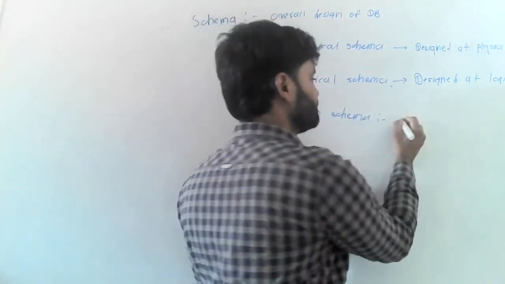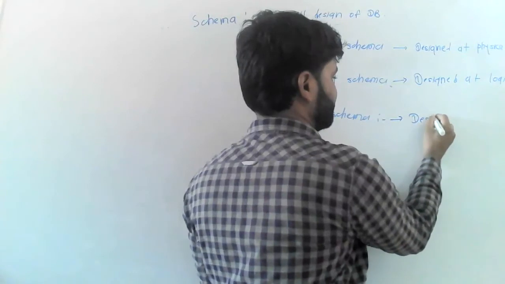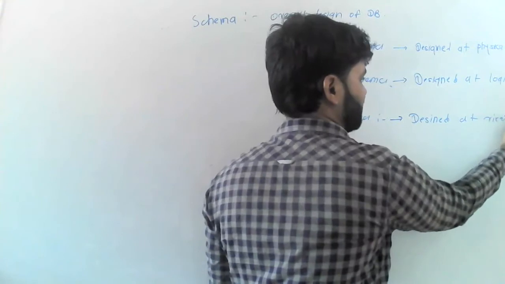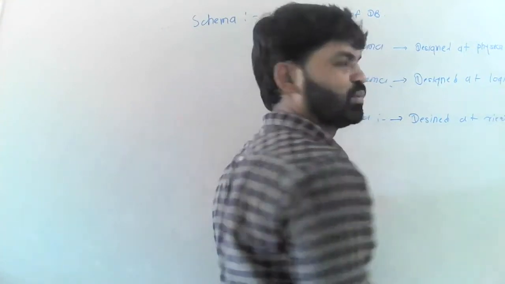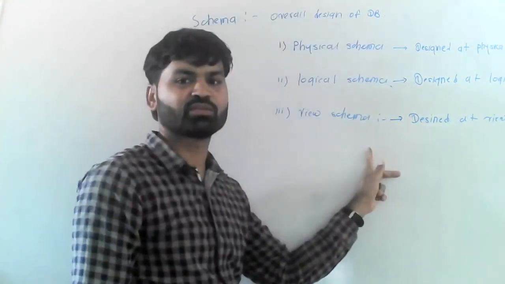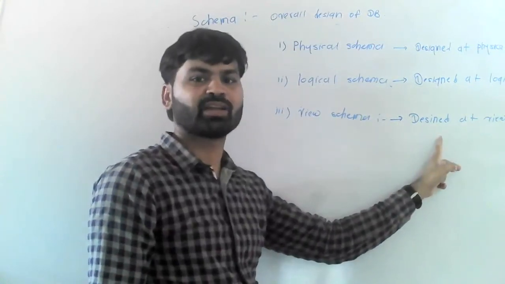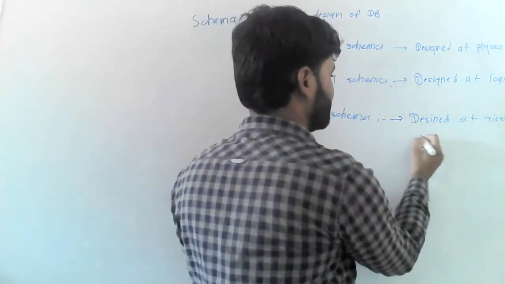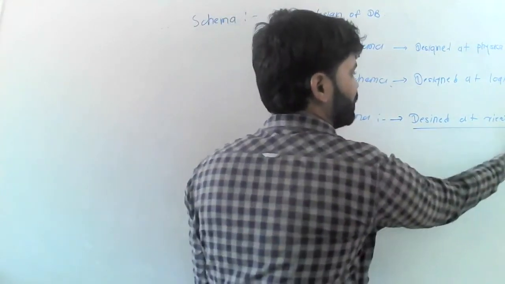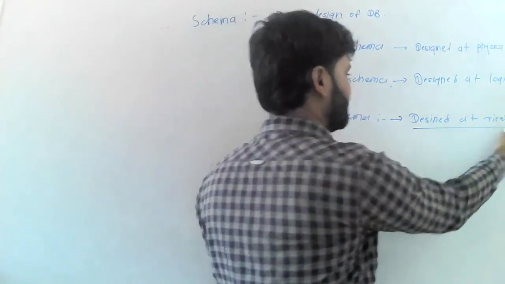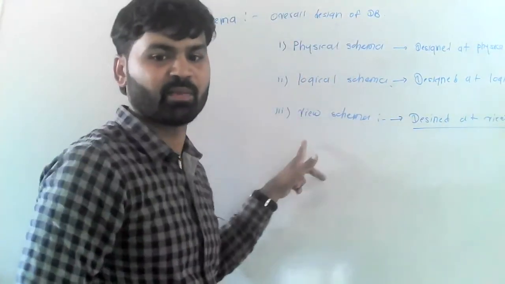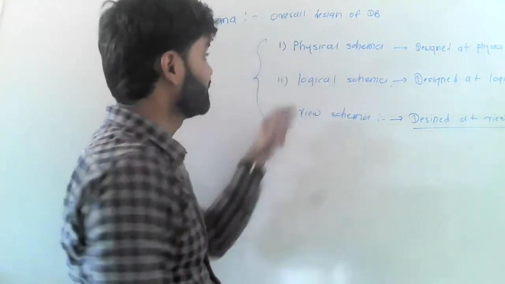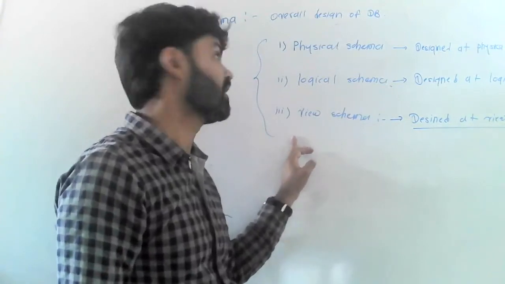Then the view schema is the design at the view level. It means how your end user interacts with the database. Design at the view level is your view schema. These are the types of your schema.